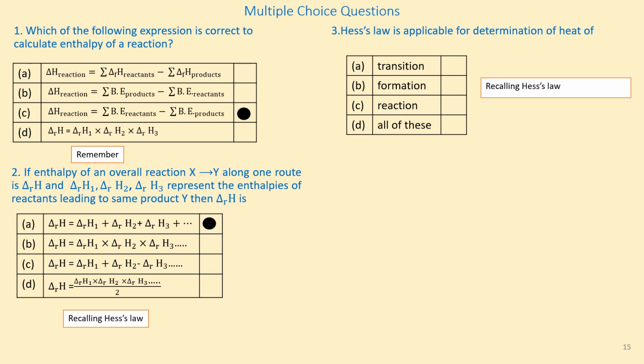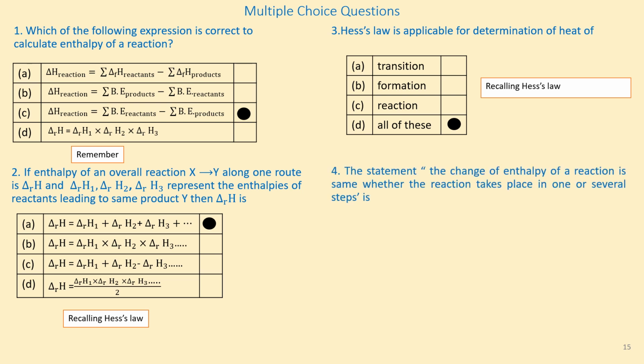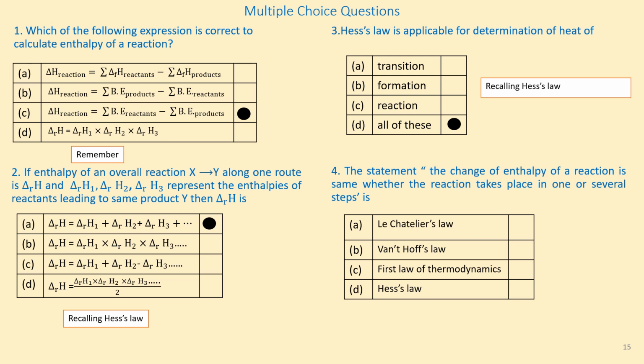So option D is the correct answer. Mark it. Next, the statement: the change of enthalpy of a reaction is the same whether the reaction takes place in one or several steps. Four options are given: Lavoisier-Laplace law, Van 't Hoff's law, first law of thermodynamics, or Hess's law. You have to remember and mark that it pertains to Hess's law. So option D is the correct option.